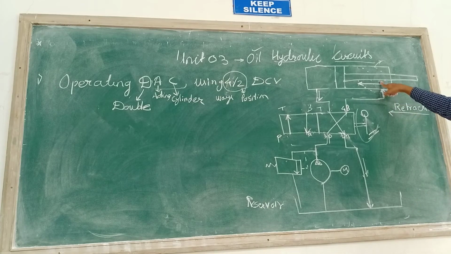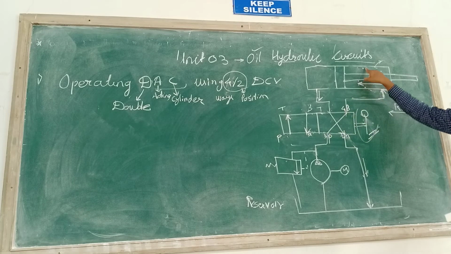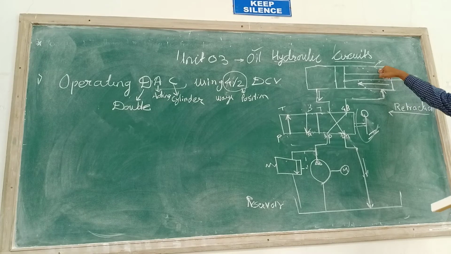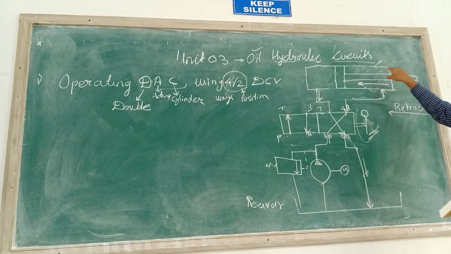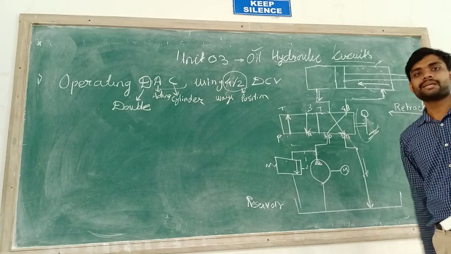To get this retraction stroke, we connect this pump port P to the port B, so that in that region high pressure oil is delivered, which pushes this piston in the inward direction, and we get this retraction stroke here. So next we will see the next section.